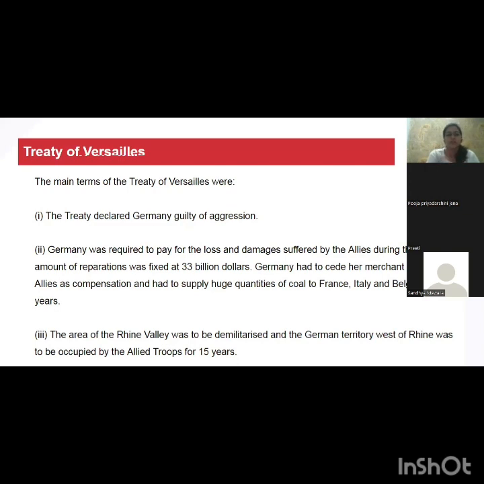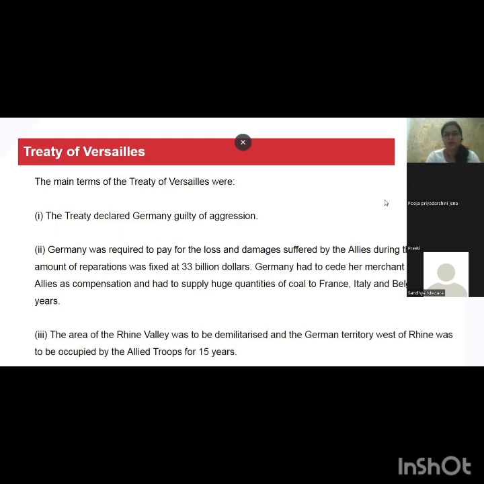Since you became aggressive, we saw what steps were taken by Germany: development of submarines, U-boats, deepening of the Kiel Canal, then the railway line. All that. So Germany was declared guilty of aggression. The second thing: Germany was required to pay for the loss and damages suffered by all the Allied countries. So for the victorious countries, Britain, France, America, whatever loss they suffered in World War I, Germany was compelled to pay the full compensation. Germany had to pay compensation for this World War I.